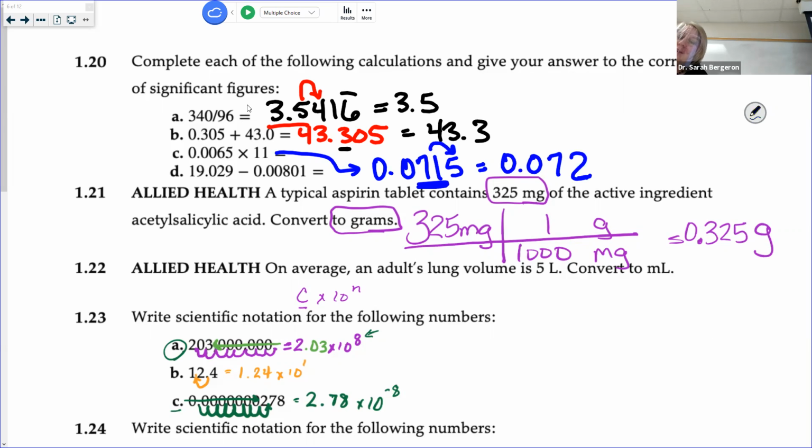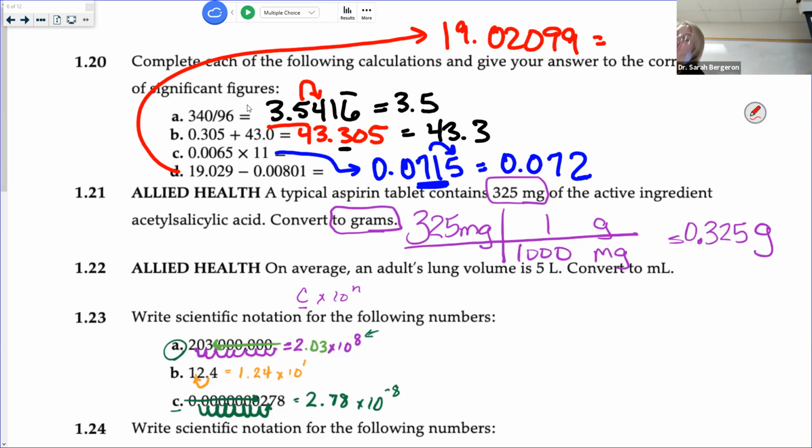Okay, and then I'll do this one up here. So what am I looking at? Sig figs or places past the decimal? Places past the decimal. How many are going to be in my final answer? 3. What do you get in the calculator? And when I round that with 3 places past the decimal, what do I get? Yes. Okay.